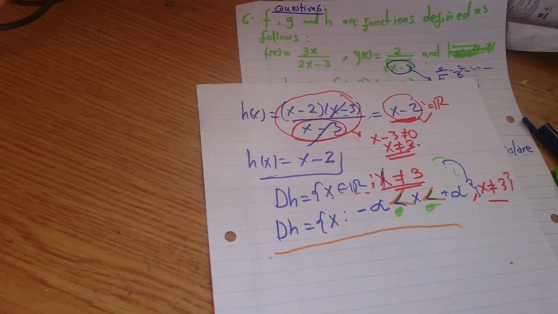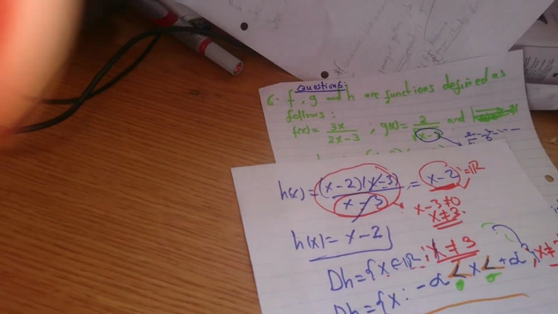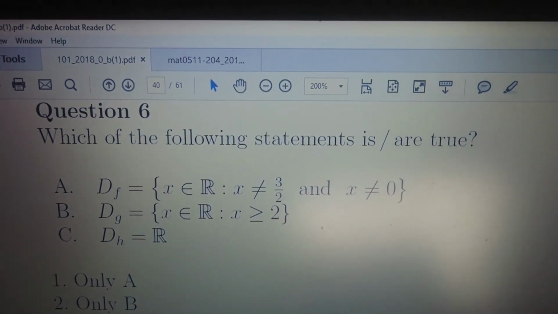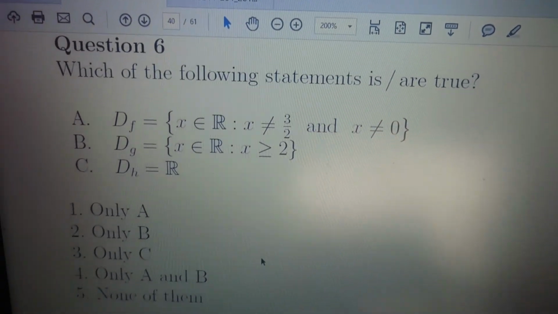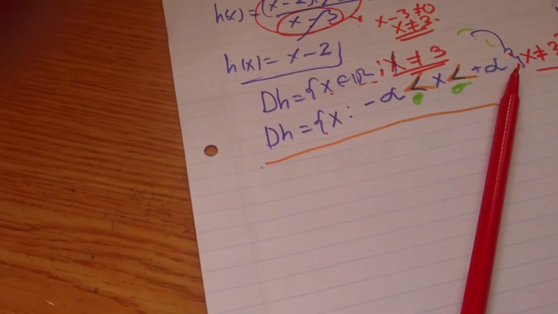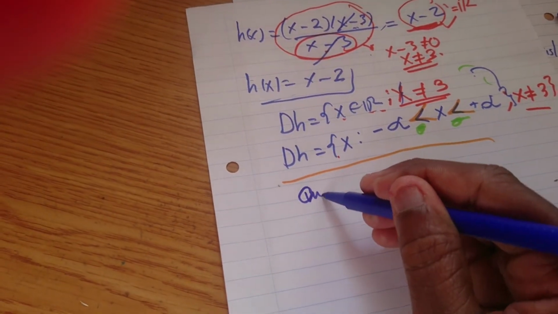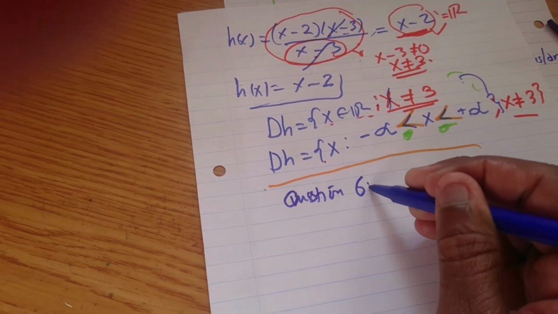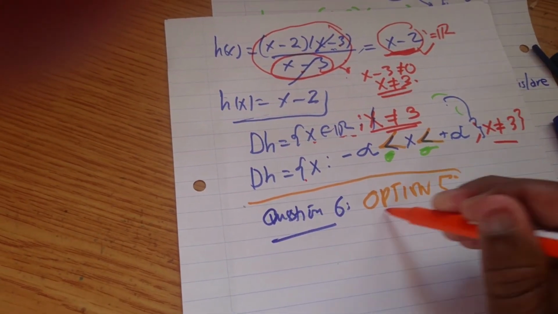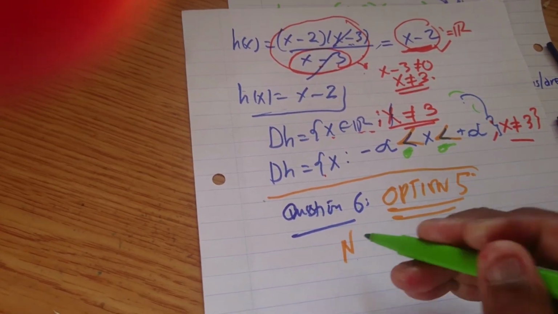So for that case, none of those options is true. So now we go here. They say all real numbers. It is true, but there's something missing there. It has to be also x is not equal to positive 3. So I'll go for none of them. Option 5. So question 6, option 5. None of them.